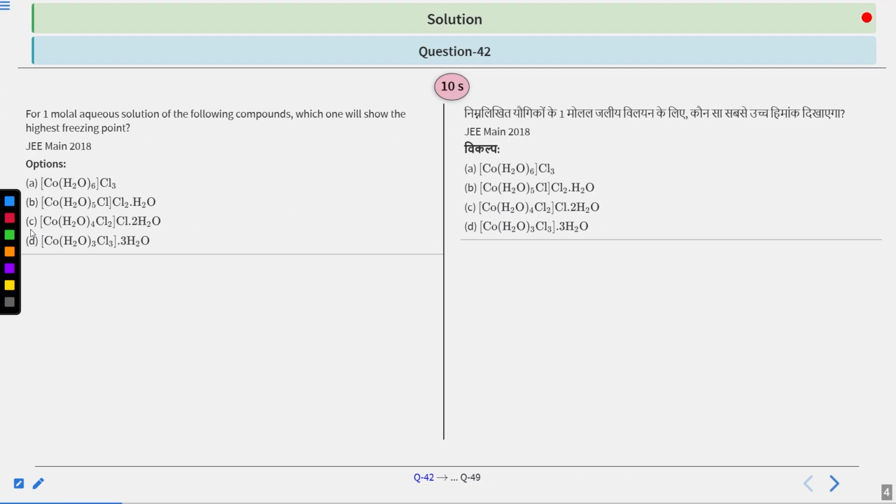Your question says that for 1 molar aqueous solution of the following compounds, which one will show the highest freezing point? Your options are A. Co(H2O)6 Cl3, option B. Co(H2O)5 Cl, then outside the coordination sphere it is Cl2 dot H2O. Then option C, Co(H2O)4 Cl2, and outside the coordination sphere we have Cl dot 2H2O. Option D, it is Co(H2O)3 Cl3, and outside the coordination sphere it is dot 3H2O.